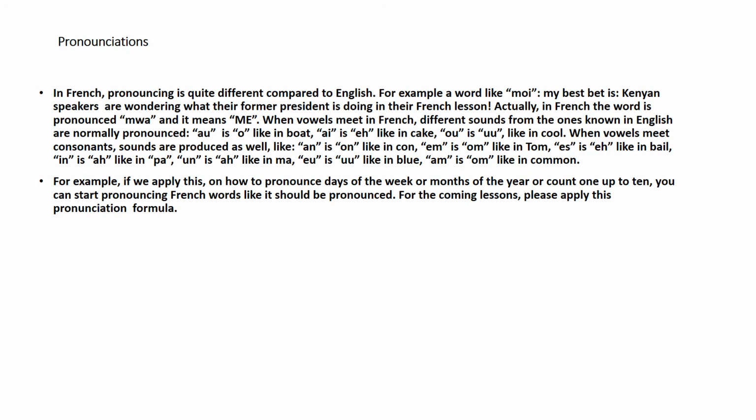For example, if you apply this on how to pronounce days of the week or months of the year or count 1 up to 10, you can start pronouncing French words like it should be pronounced. For the coming lessons, please apply this pronunciation formula.